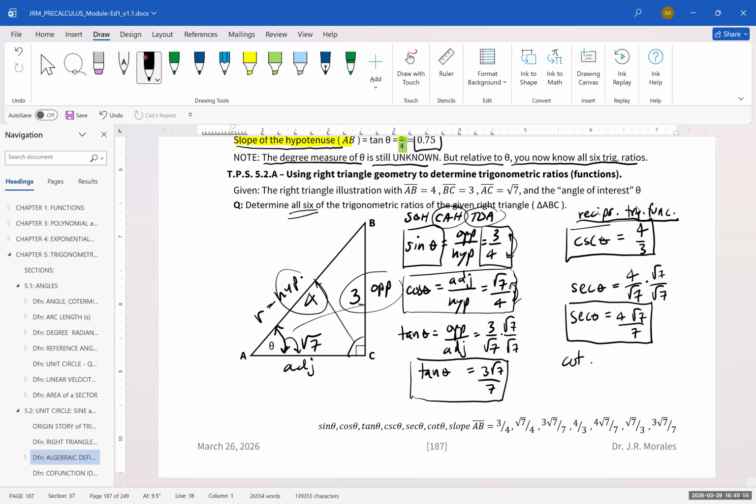And then cotangent theta is going to be the reciprocal of tangent. I'll use this version of it because that will let us put square root of 7 over 3, and we don't have a square root in the denominator. Again, to highlight, the slope of our hypotenuse is tangent theta. So the slope is equal to 3 square root of 7 over 7. That's also our slope.